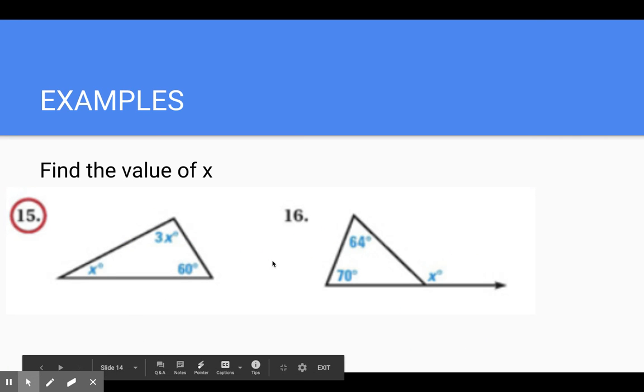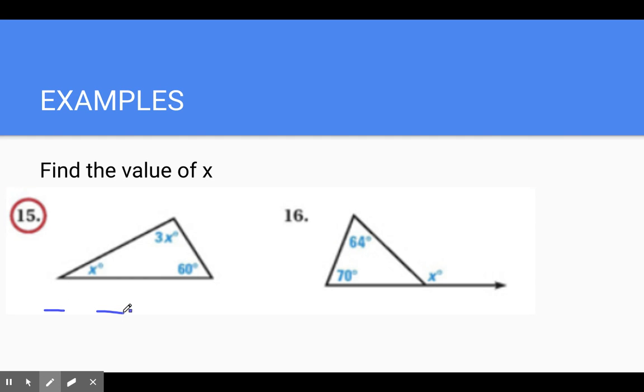Now if you have variables, once again, we still have three angles in a triangle, and we know that they're always going to add together to equal 180. Now we just have multiple x's here. This is one angle, so we plug in x. We still have one angle here, we plug in 3x, and we still have one angle here that's given to us, it's 60. Combine like terms: x plus 3x is 4x, plus 60 equals 180.